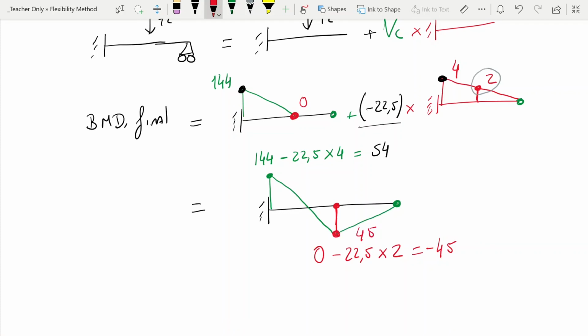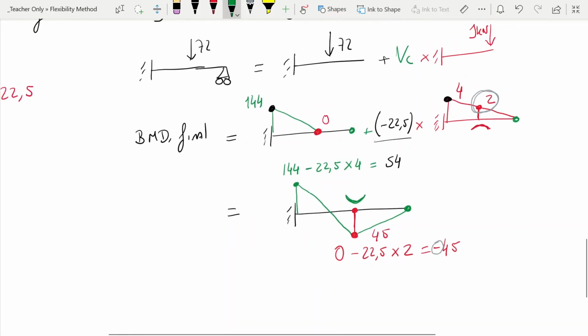I just want to first talk about this minus 45 here. What this minus is basically saying is that it's the opposite moment as the one you see here. Here we have a negative moment, so we have tension on the top. And if we have a minus sign, that means at this point we're actually going to get tension on the bottom. So we're going to get a positive moment. And this is it. This concludes this problem, and this is the first example of the flexibility method.